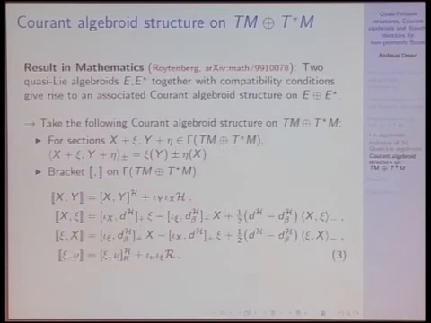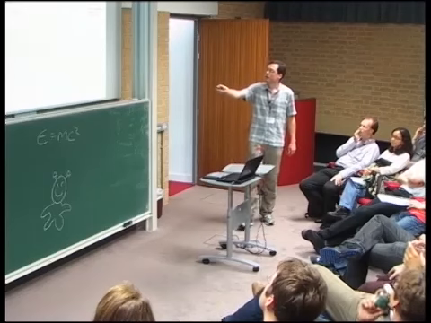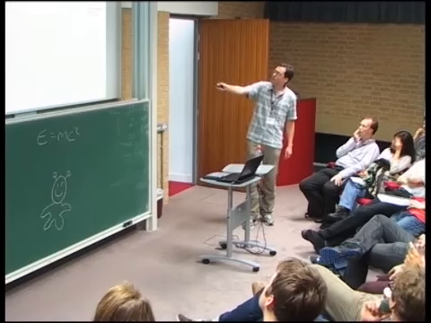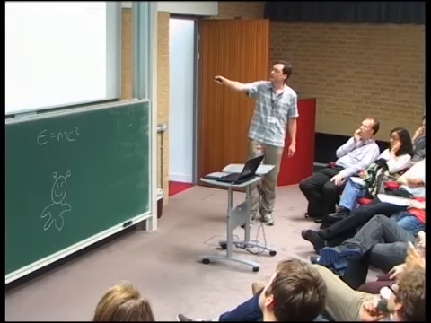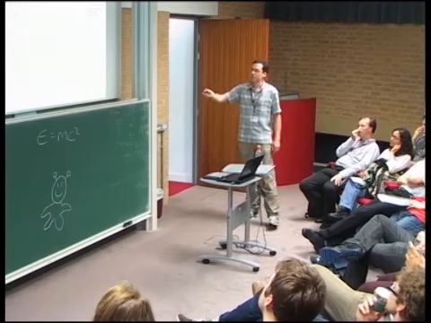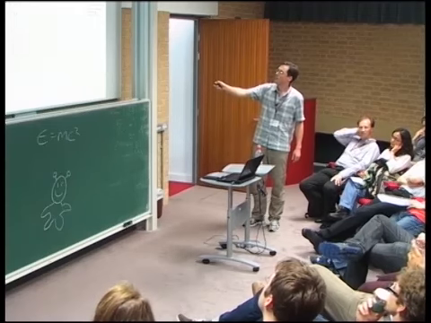Okay. So what we want to do is to have a structure on the direct sum of TM plus T star M. And for this, this is the only thing which I want to cite because we work with this a lot. There's a result in mathematics which tells you if you have 2 such quasi-Lie algebroids like TM and T star M, there is an associated Courant algebroid structure on the direct sum. There should be some compatibility conditions, but I don't want to mention it because I'm running out of time.